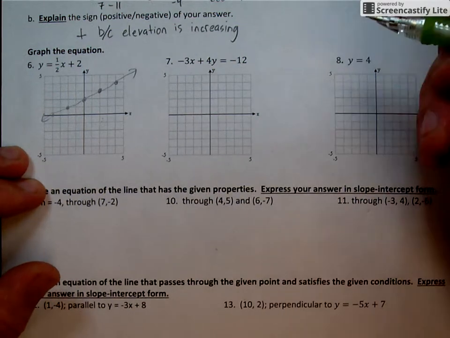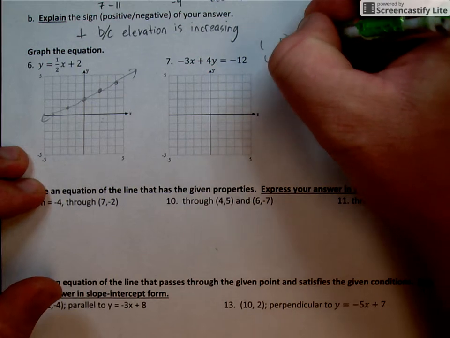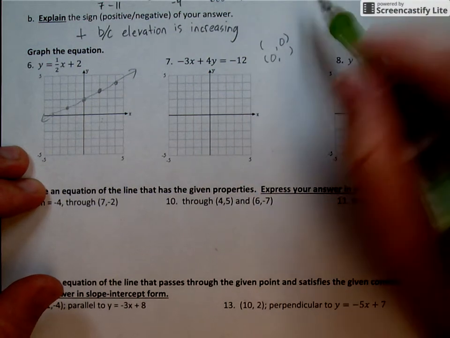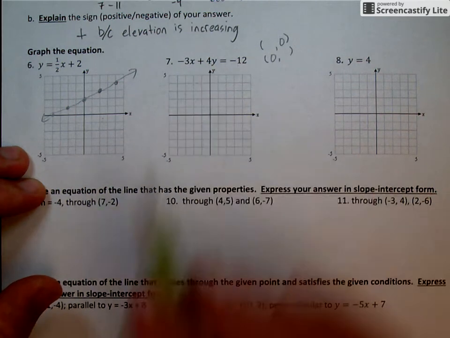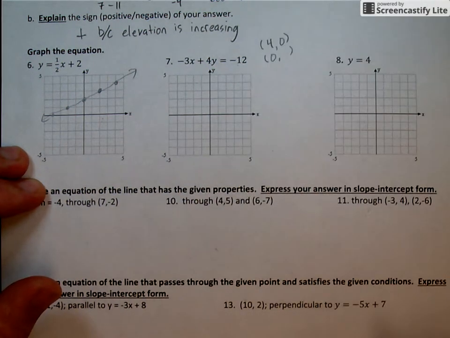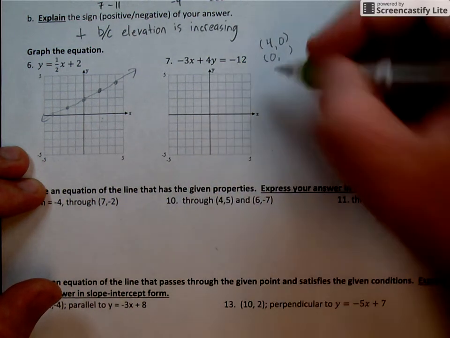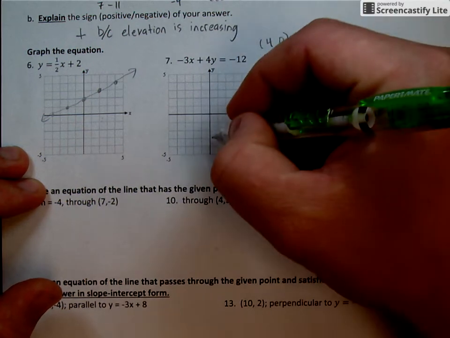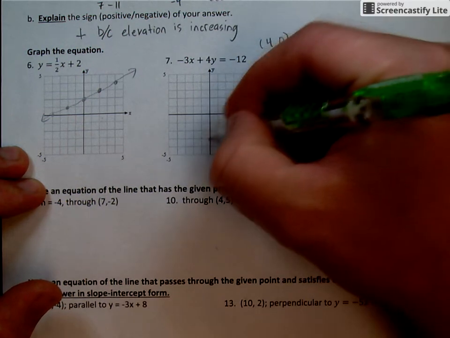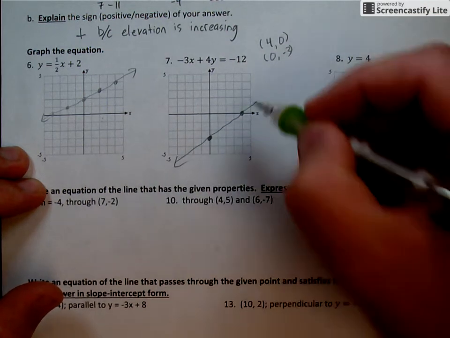Number 7, it's in point slope form, so I would rather just find the x and y intercepts. So for the x-intercept, plug 0 in for y. So the y term becomes 0. You're left with -3x equals -12, so x is 4. And then for the y-intercept, plug 0 in for x. You're left with 4y equals -12, so that's -3. So we can graph 4, 0, and 0, -3. Connect the dots.